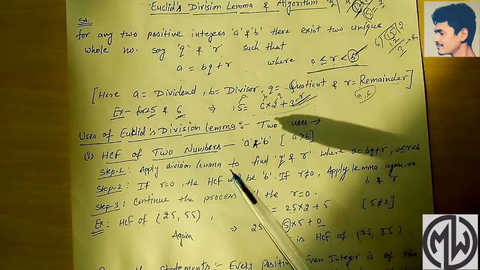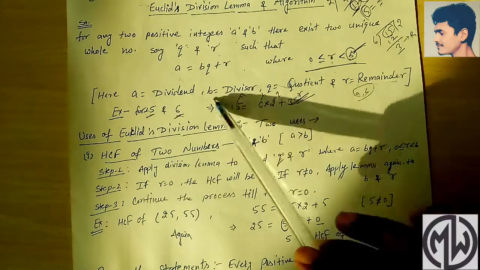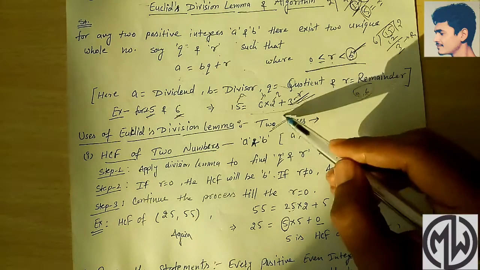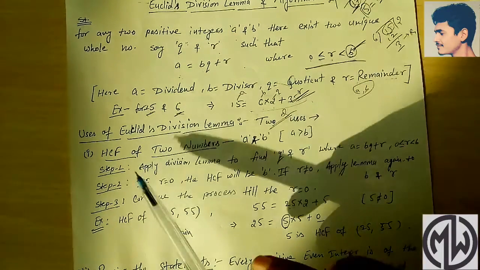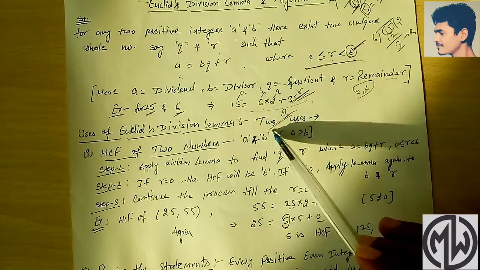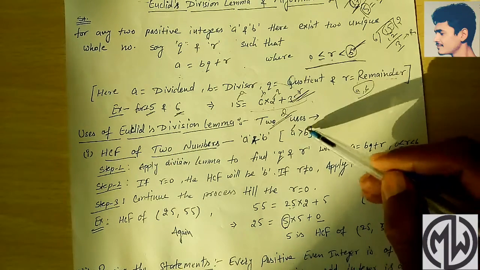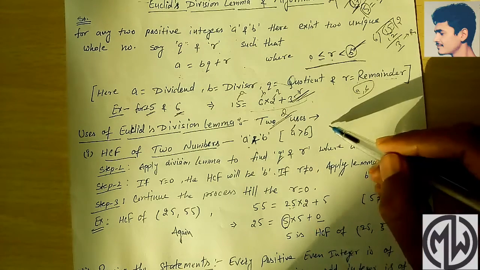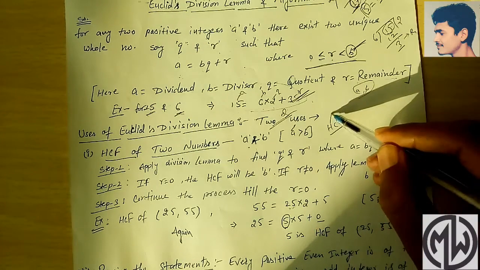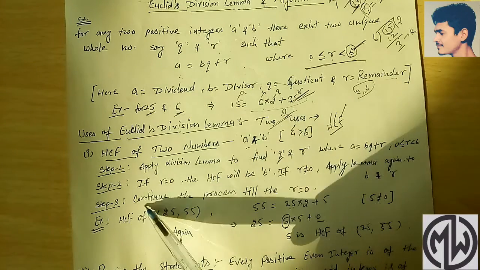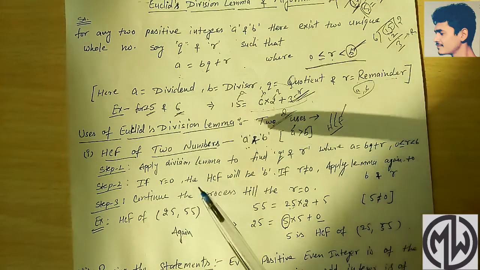Alright, the next topic is uses of this Euclid division lemma. Mainly it has two uses. First is finding the HCF of two numbers. If we have two numbers a and b and we are given that a is greater than b, then we can easily find the HCF, highest common factor, of these two numbers by Euclid division lemma.